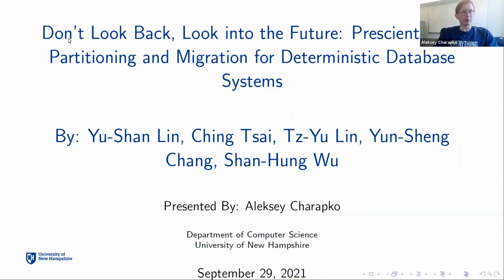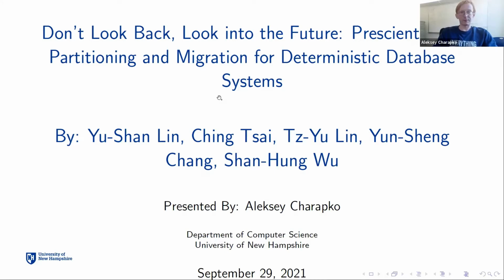Today we're going to look at this lovely SIGMOD 21 paper, Don't Look Back, Look into the Future: Prescient Data Partitioning and Migration for Deterministic Database Systems. So this paper, based on the title, obviously talks about data partitioning and data migration in deterministic systems.